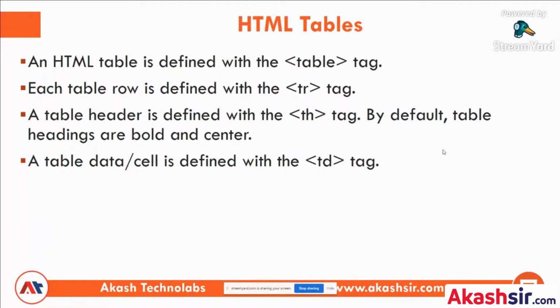So tr is used for defining the row, th is used for the table header, right? And whenever you are using a table header, your content will be aligned to the center, and it will also be displayed in bold, right? And if you want to add some data in your table, then we have to use the td. Td means table data, we can say it's a cell.